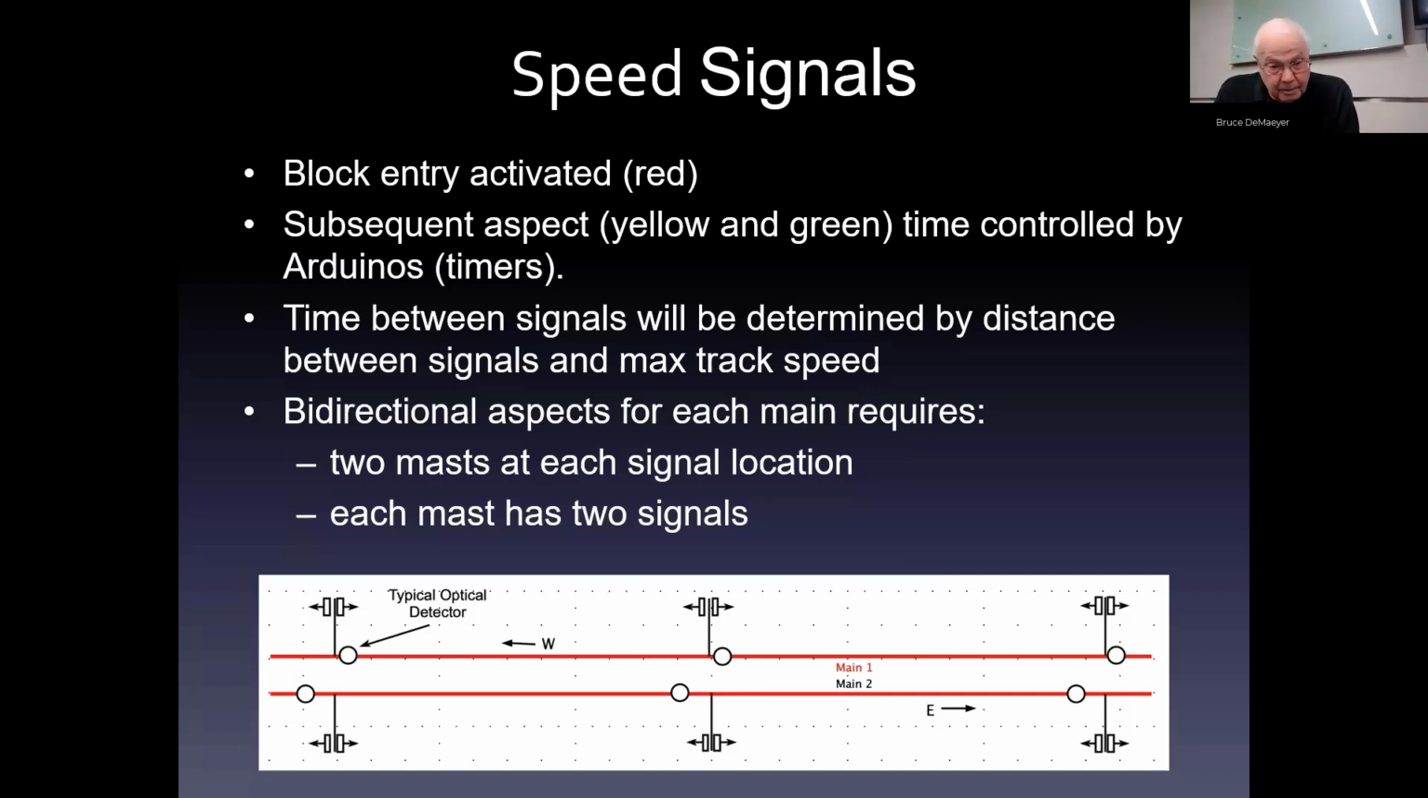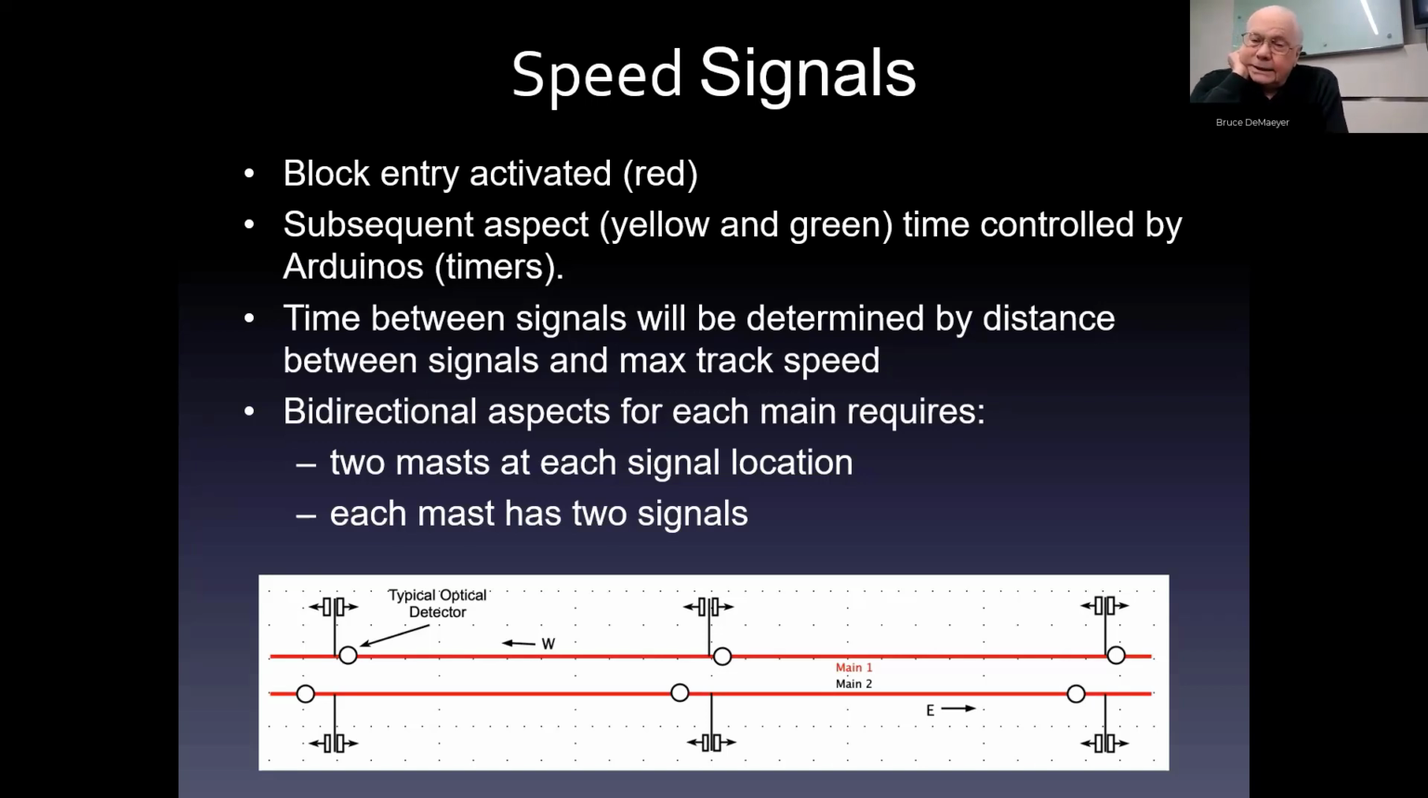I remember it's bidirectional, so you can see my little symbol for the signal lights, both directions. There will be a typical optical detector detecting the fact that there's something entering the block, and then the other ones are down along the line. Those subsequent yellow and green are going to be time controlled.